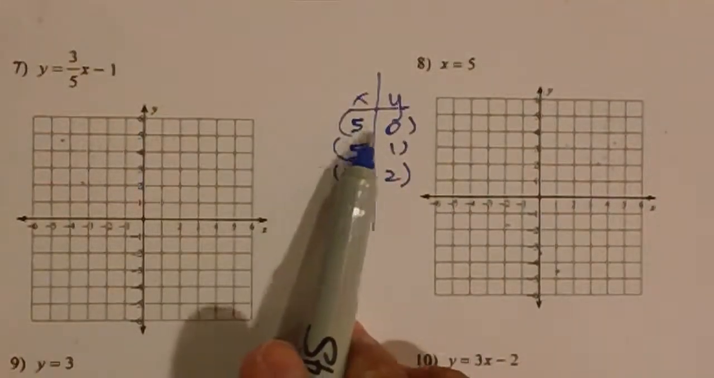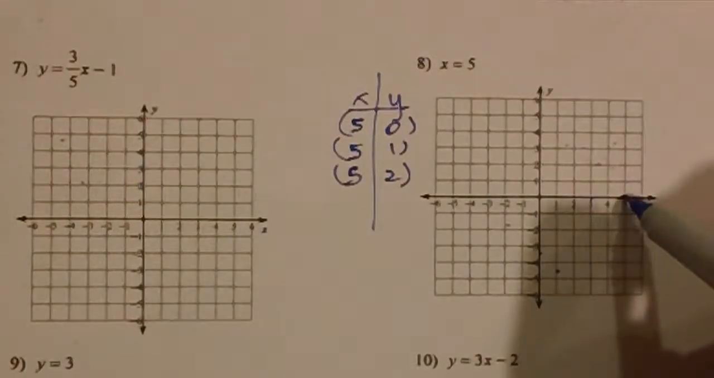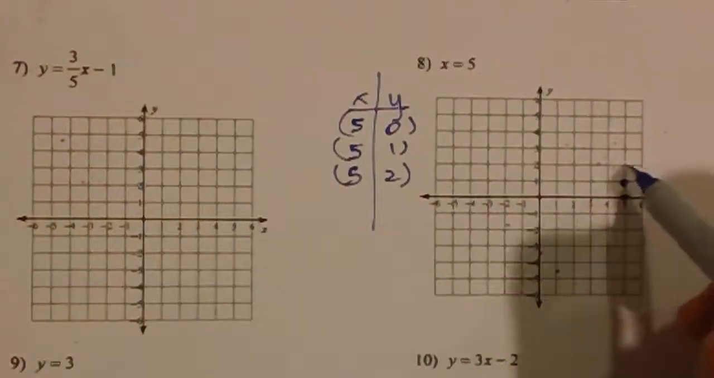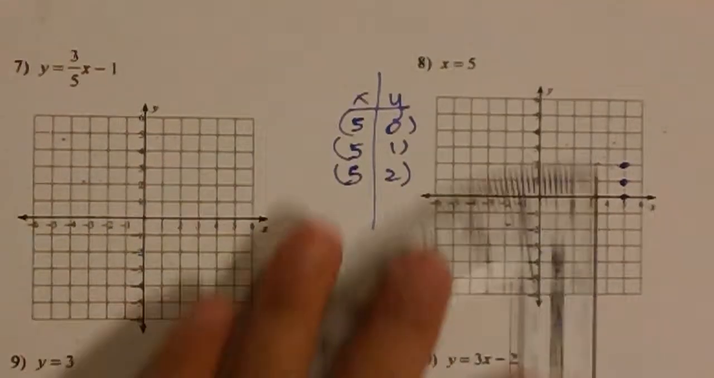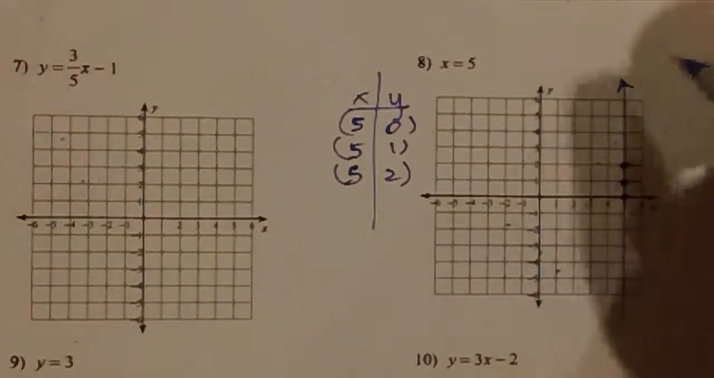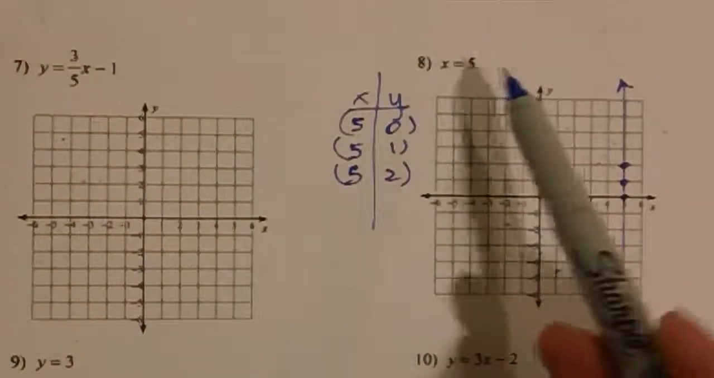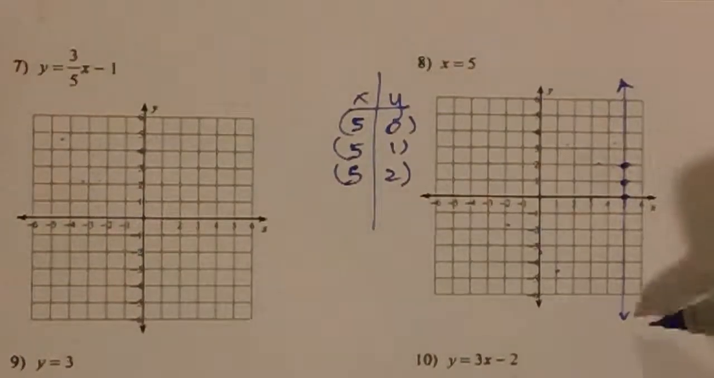Which means if I were to graph 5, 0, you would have 1, 2, 3, 4, 5, place a dot. Then 5, 1, and 5, 2. If you follow this particular pattern, you're going to have a vertical line that is on the x-axis, and that's what it basically means. So here you have x is equal to 5. You have a line that is on the x-axis. However, it's a vertical line that goes straight up and down. Okay?